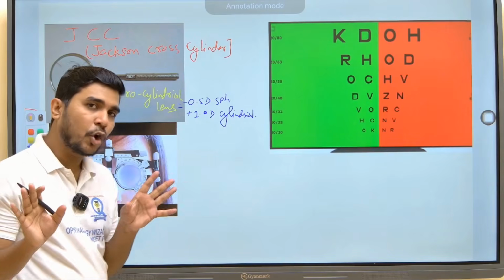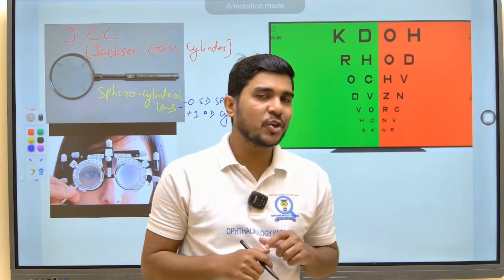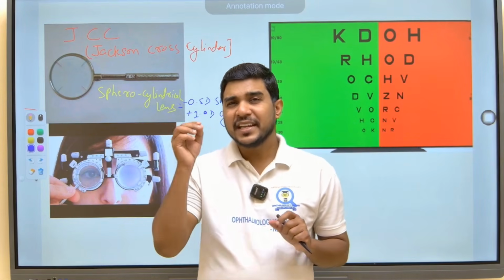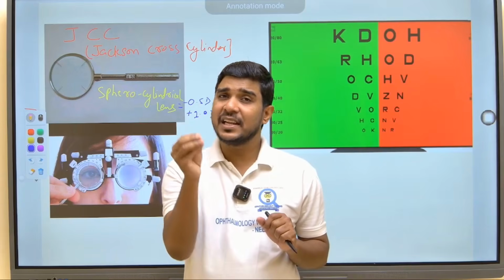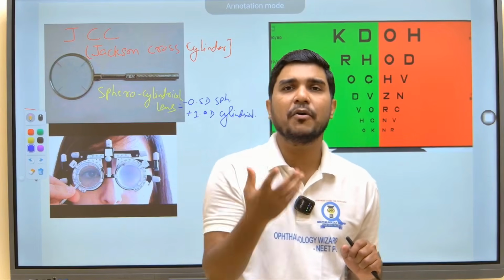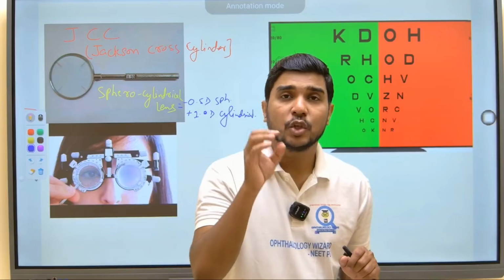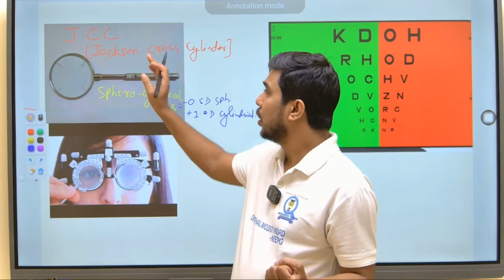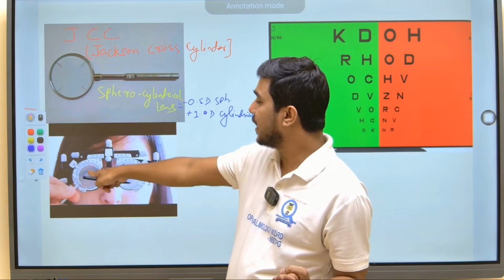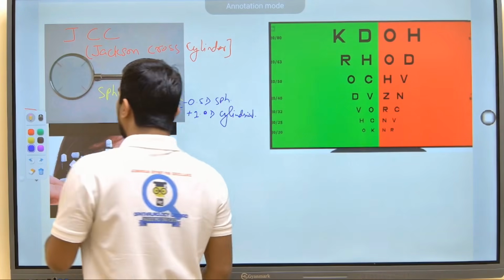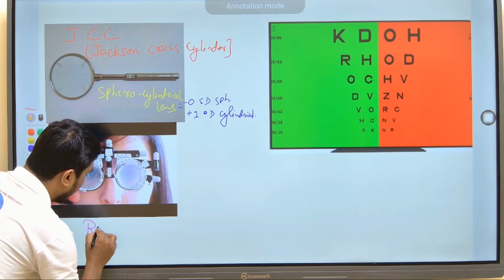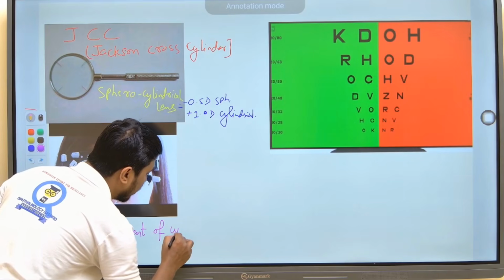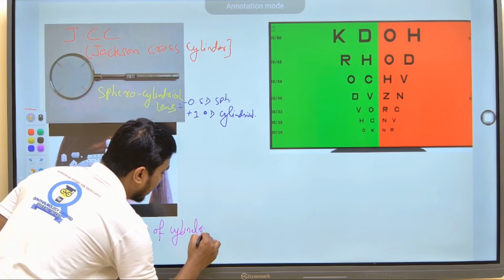Now you know about the Jackson cross cylinder. Now what is the use of this Jackson cross cylinder? It is used to refine the cylindrical power. A patient needs to be given cylindrical power, and you want the refinement. If you want the refinement, you need to do Jackson cross cylinder like here in this case. So the use of this is refinement of cylindrical power.